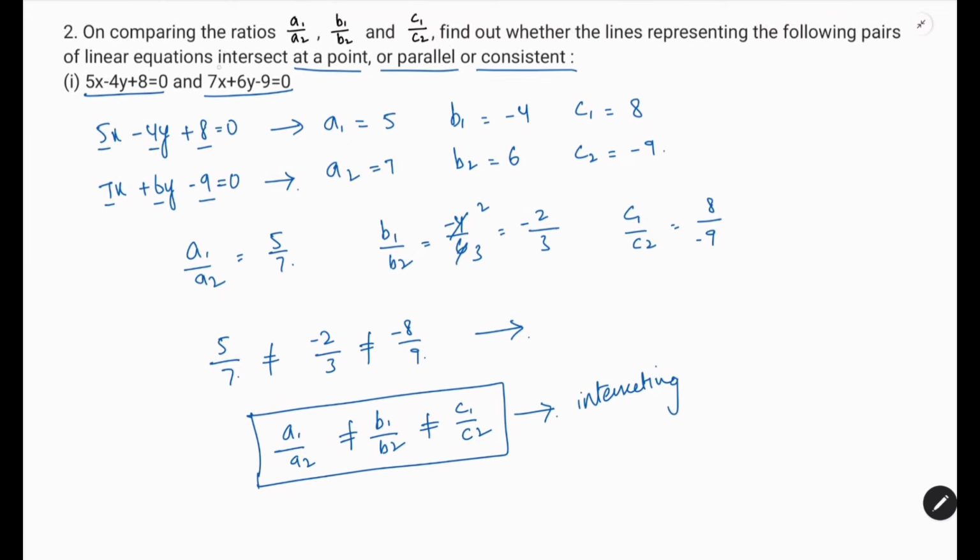Here the lines are intersecting. Now we will see the next one.